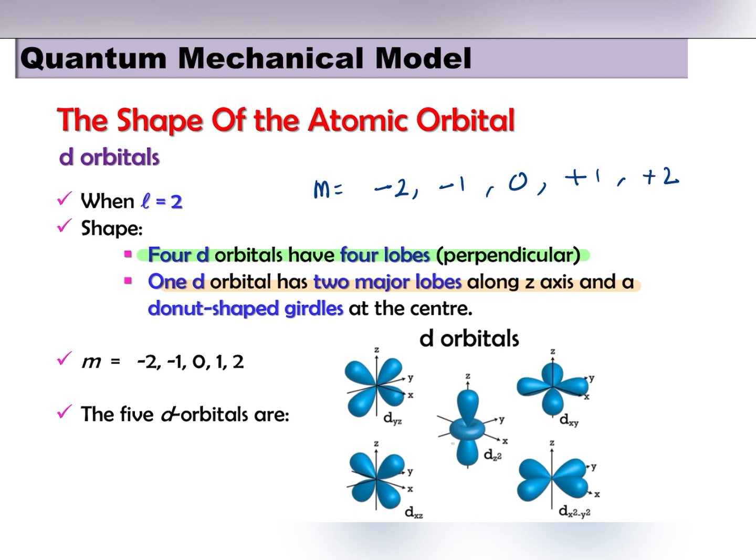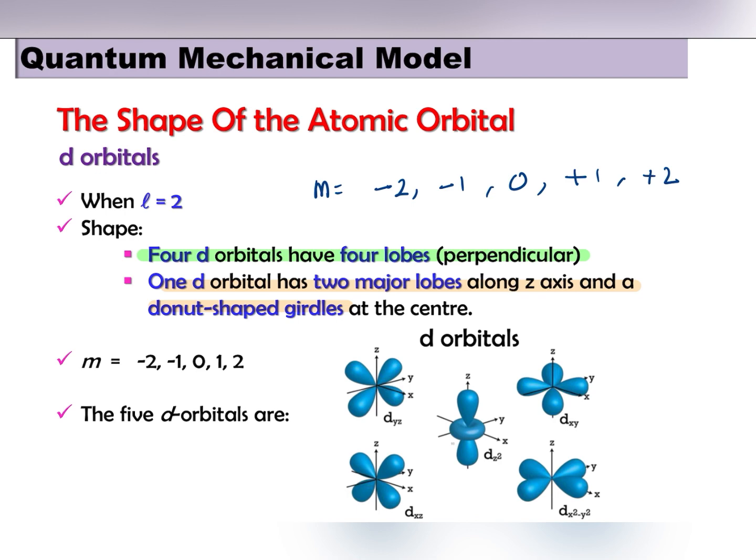Dia special sikit along the z axis. Ada donut ring di bahagian tengah. So this is the one lah. Yang lain-lain semuanya ada 4 lobe. You can see here 1, 2, 3, 4. Cara lukis dia I will explain to you in detail dalam tutorial.